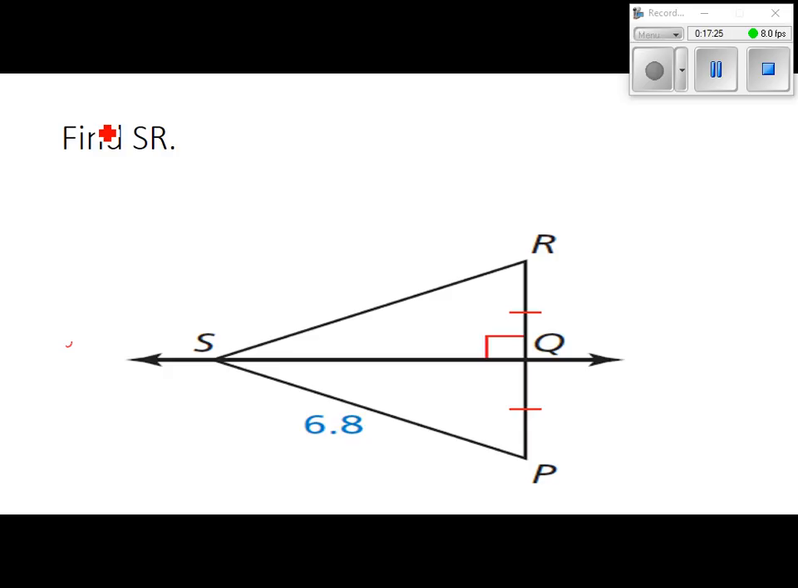Real quickly, find segment SR. Remember, this means find the length of segment SR. How long is segment SR? 6.8. It's that simple. S has to be the same distance from R as it is from P because line SQ is the perpendicular bisector.